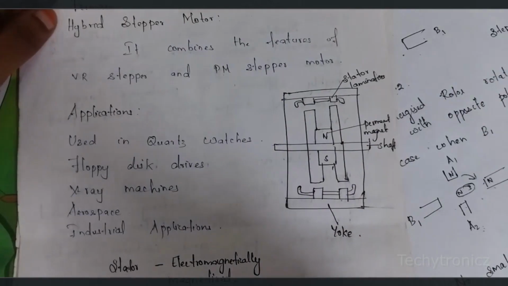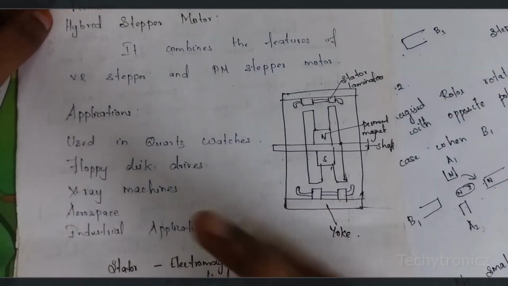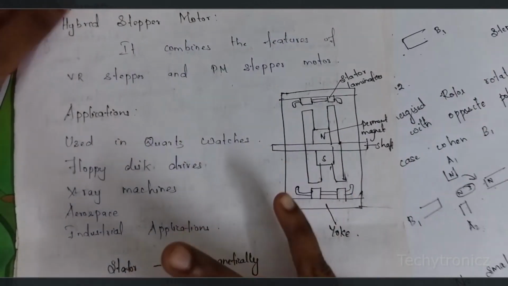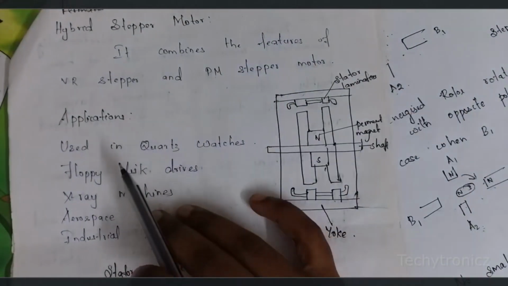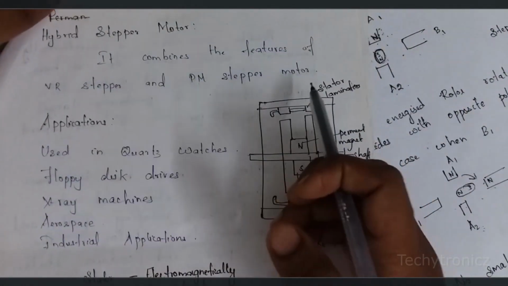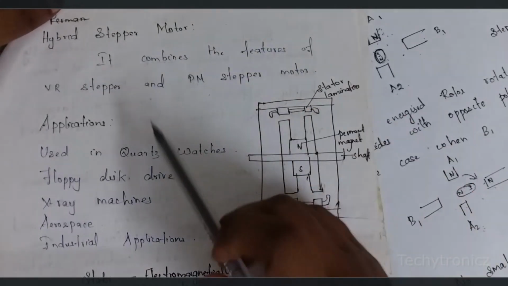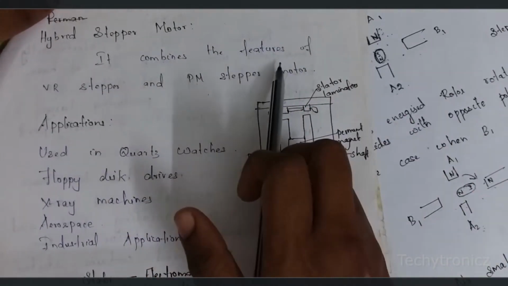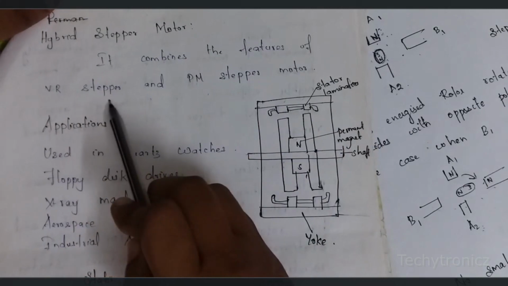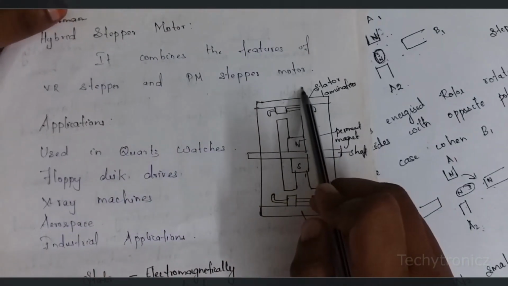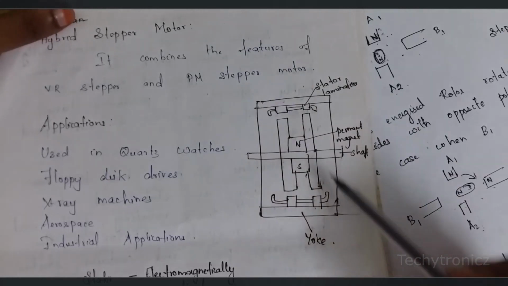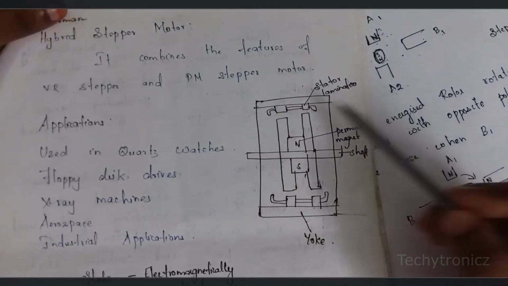Hybrid means a combination of any two features, right? So here, hybrid stepper motor means, already we have seen the permanent magnet stepper motor and the variable reluctance stepper motor. So the hybrid stepper motor combines the features of the variable reluctance stepper motor and the permanent magnet stepper motor. Okay, this is the construction of the hybrid stepper motor.